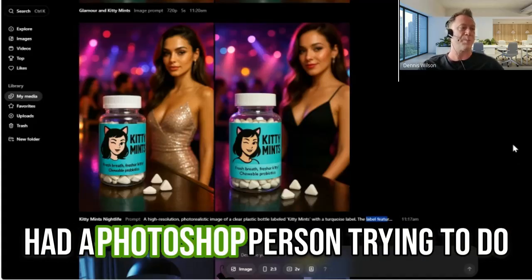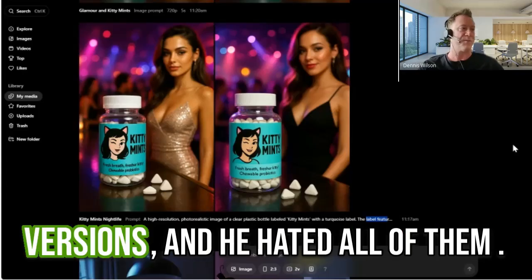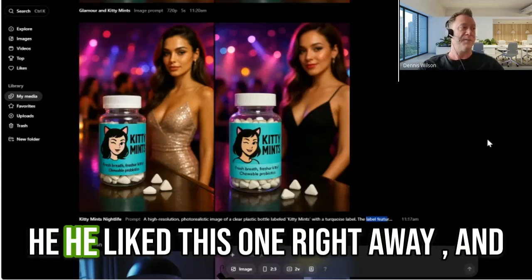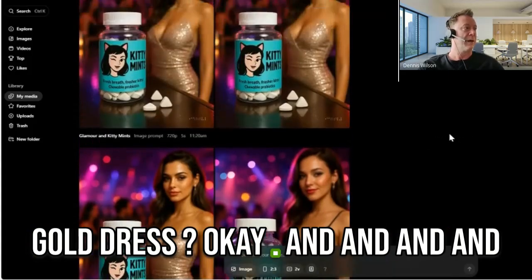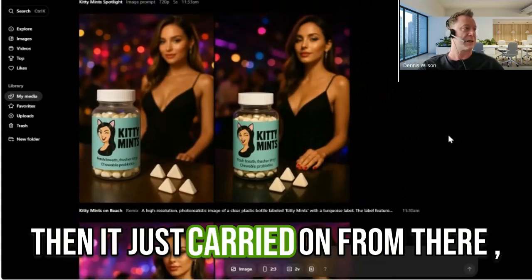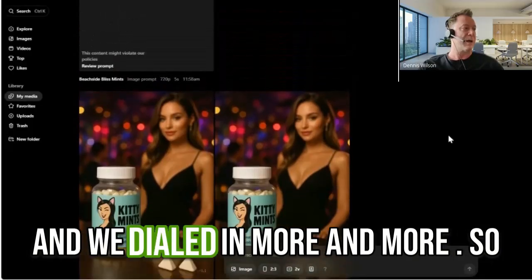He had a Photoshop person trying to do this, who had given him 10 different versions, and he hated all of them. He liked this one right away. And he says, well, can we put her in a gold dress? Okay. And then it just carried on from there, and we dialed in more and more.